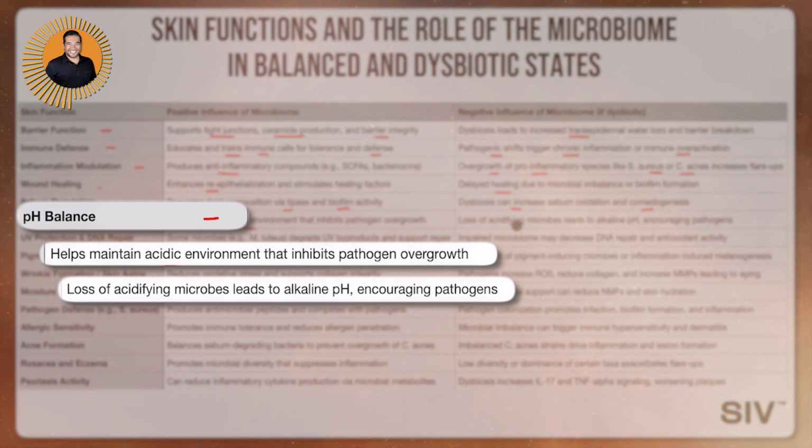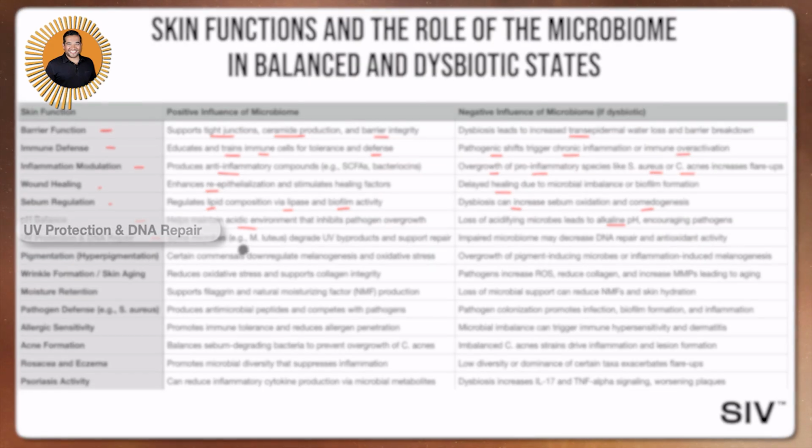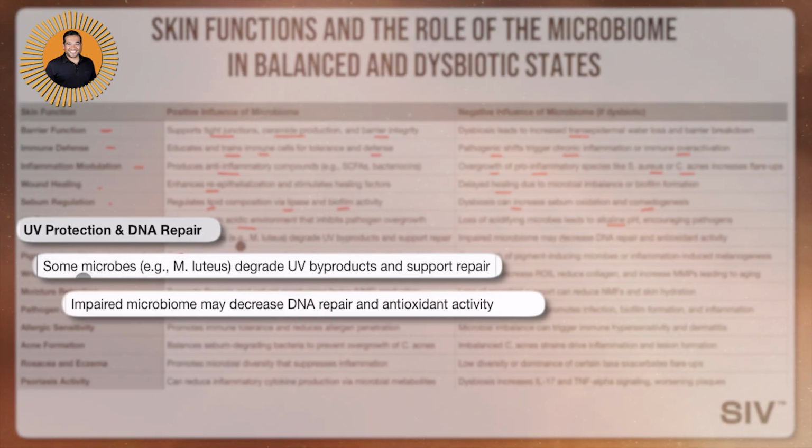And then, of course, if you're dysbiotic, you lose the types of microbes that maintain acidity on the skin. You start to get more of an alkaline pH on the skin, and then it encourages the growth of pathogens, including mold and so on. UV protection: there are some microbes within your skin microbiome that degrade UV byproducts and support the repair.